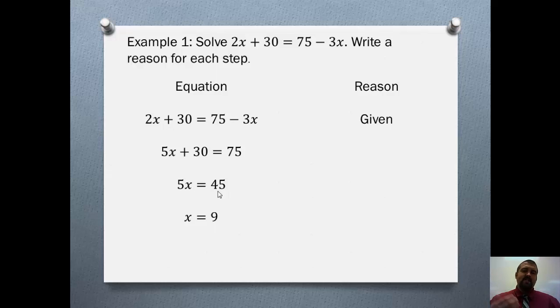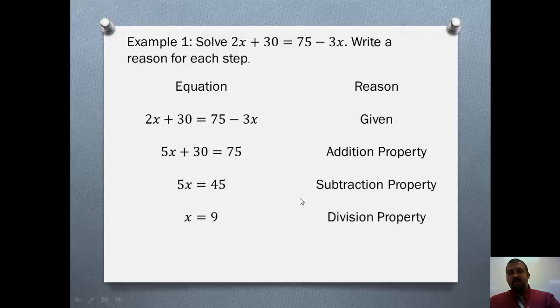However, I never justified any of those steps. I said what they were as I went, but I never gave you a reason over here. Well, the first thing I did was add 3x to both sides, so the property I used is the addition property. Then I subtracted 30 from both sides, so the property I used was the subtraction property. Then I divided both sides by 5, so I used the division property. I have now justified each step, and I have given a reason.